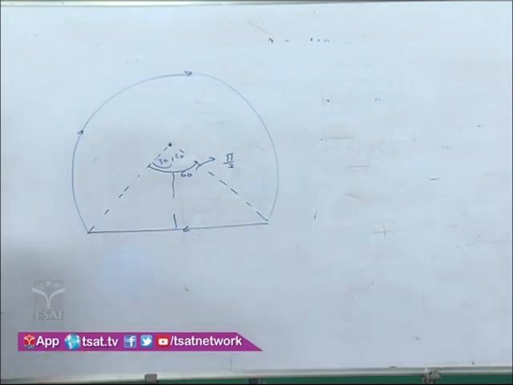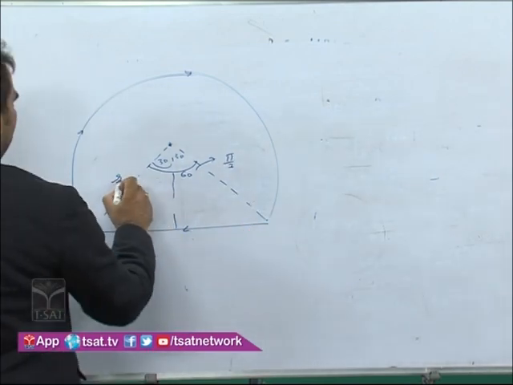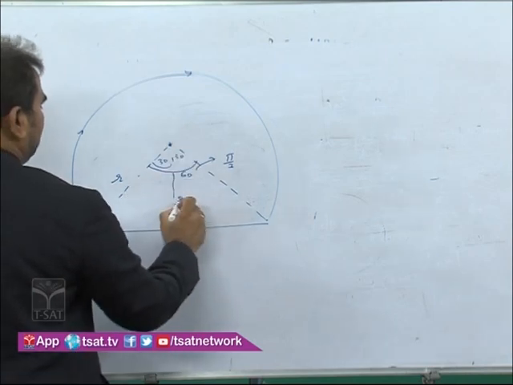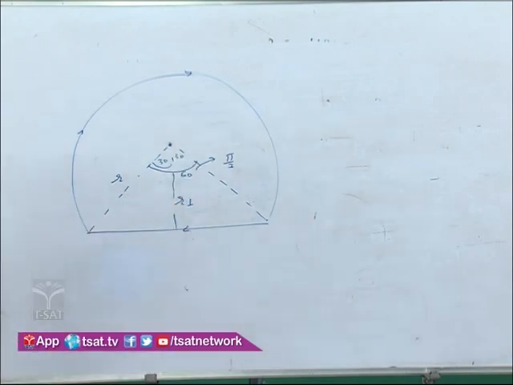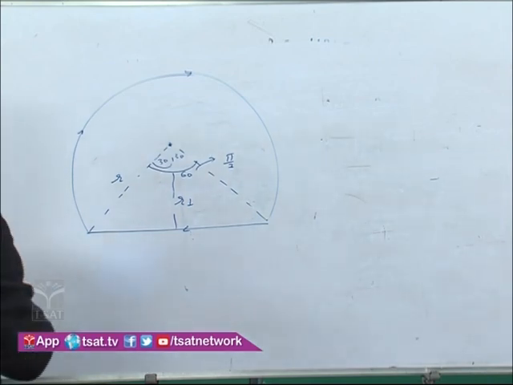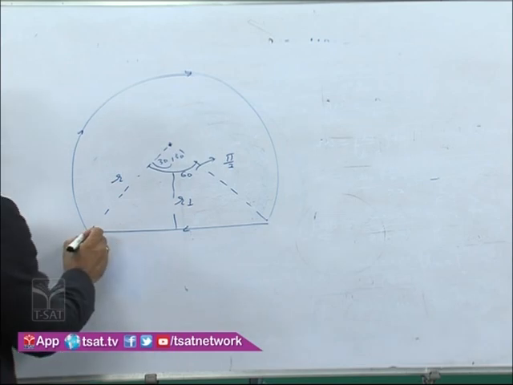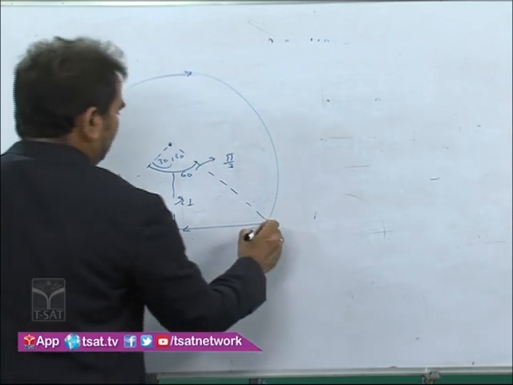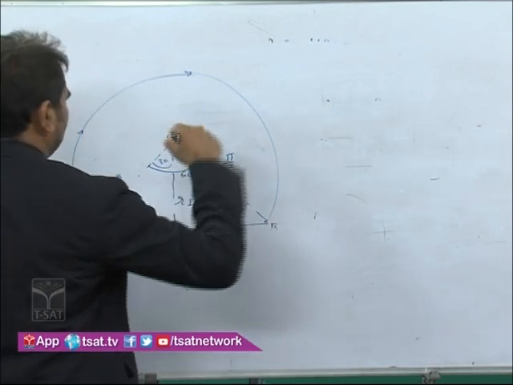Current is flowing along the direction. This length was given r. This is nothing but a perpendicular distance, r perpendicular. We have to calculate the r perpendicular. So, let this point be A, this point be B and this point be C.